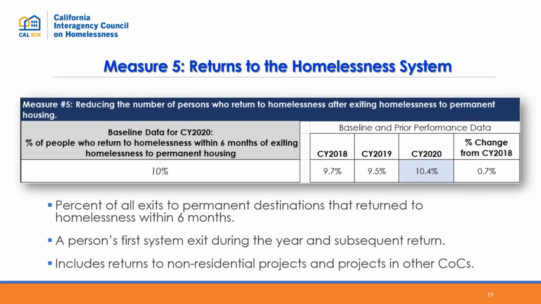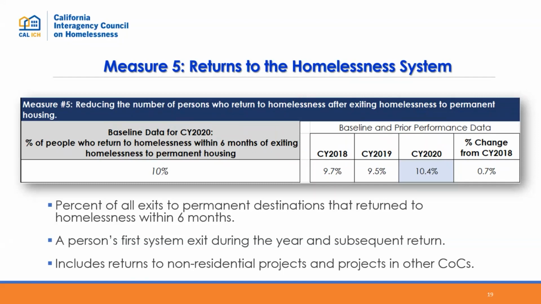The exits counted in the return rate calculation are a person's first exit from the system to permanent housing during the year, and the return is a subsequent return enrollment. Unlike in the HUD SPM, a person is counted as returning to homelessness if they return to any project type in the system while experiencing homelessness.